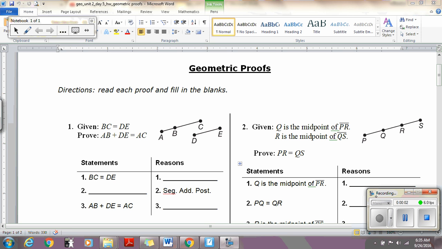Alrighty, this is a homework tutorial for the geometric proofs assignment. Today I'll work through the odds with you. That means you still have to complete the evens on your own.